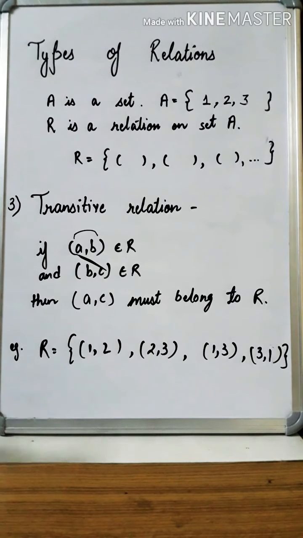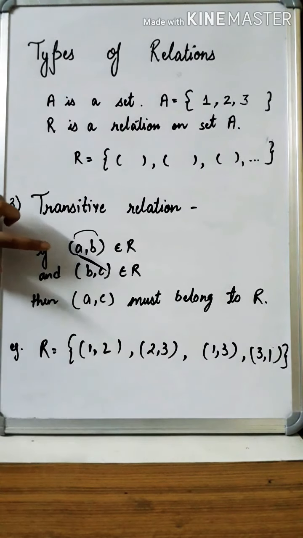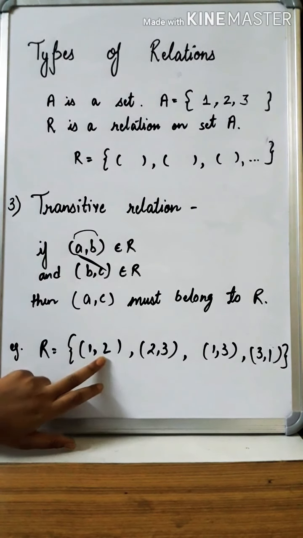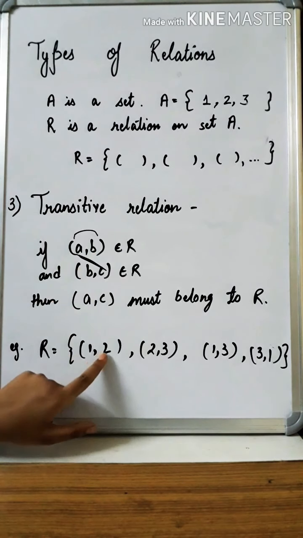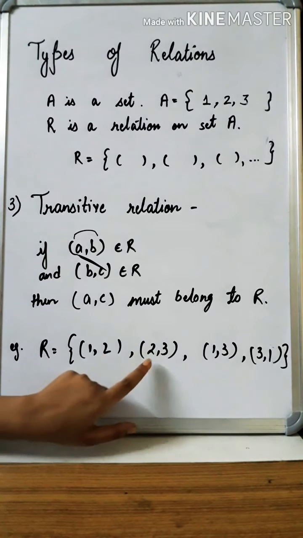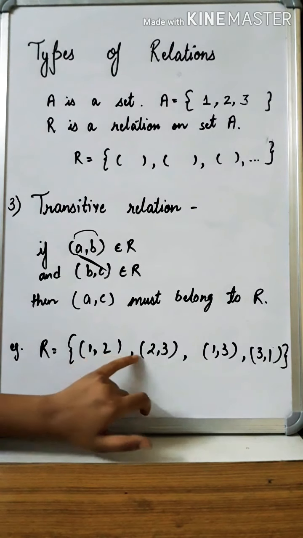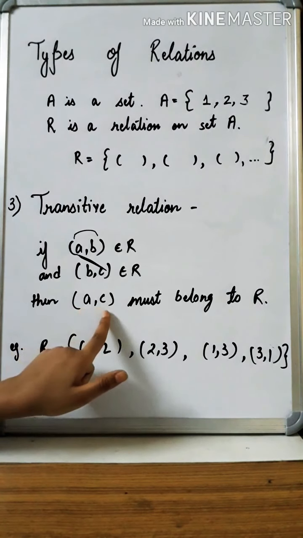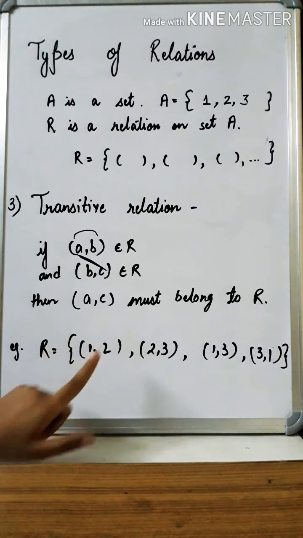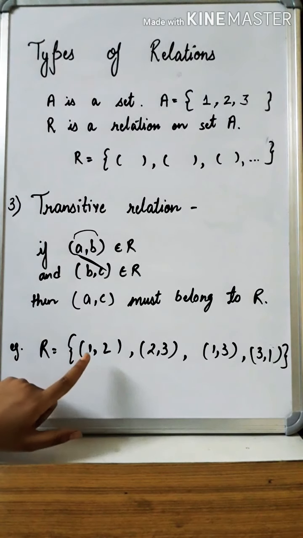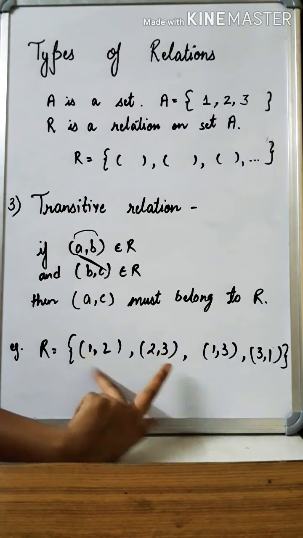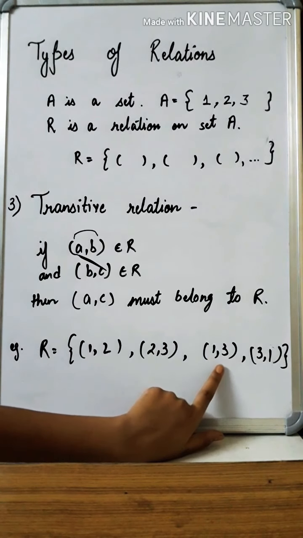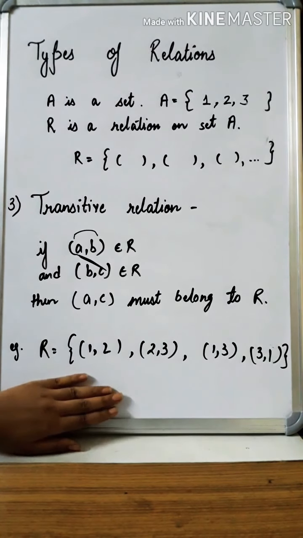So you see, (1, 2) is present. If we take one ordered pair (a, b), we take (1, 2), right? So for (1, 2), we'll check (b, c). If (1, 2) is there and something starting with 2 is there, yes, (2, 3) is there. If (1, 2), (2, 3) are there, then (a, c) must be present there, right? So (1, 3) should be there, and you see (1, 3) is also present there. So this is a transitive relation.